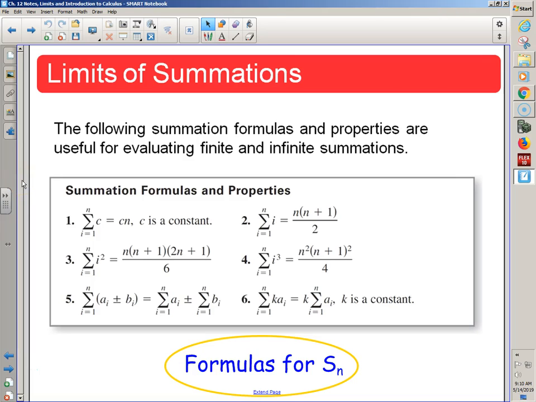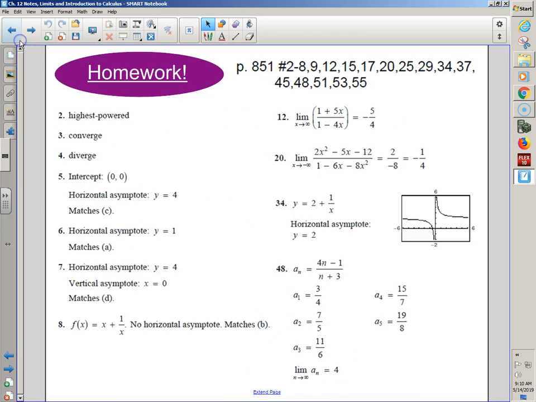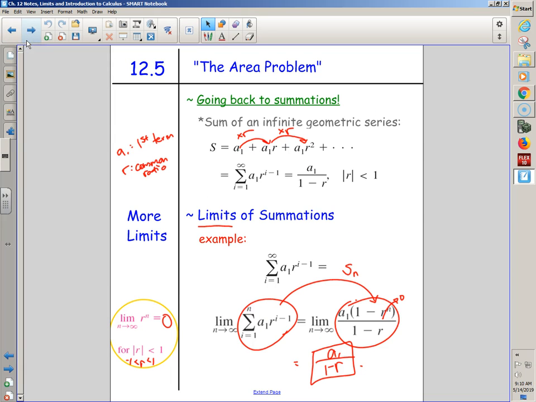The area problem. We barely touched on it yesterday. But the nice thing is, before we ever started chapter 12, we talked about the area problem, right?